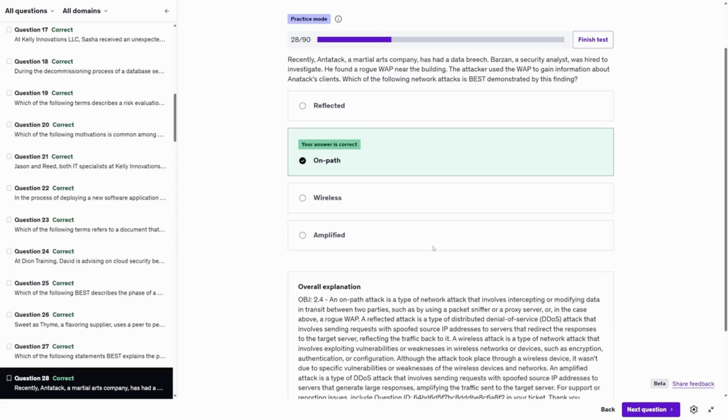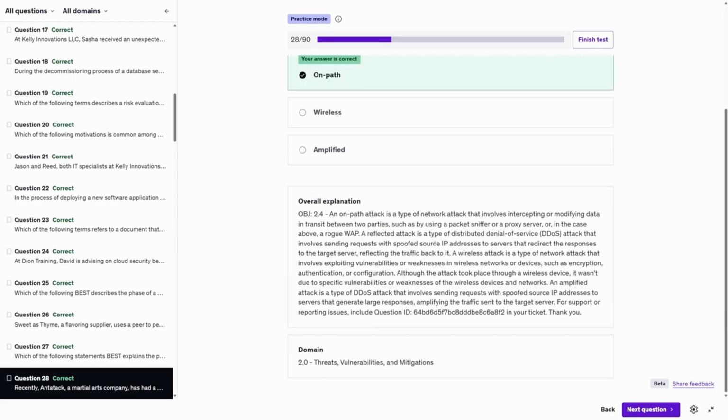An on-path attack is a type of network attack that involves intercepting or modifying data in transit between two parties, such as by using a packet sniffer or proxy server, or in the case above, a rogue WAP. I'll leave up the incorrect answers here for a few extra seconds.